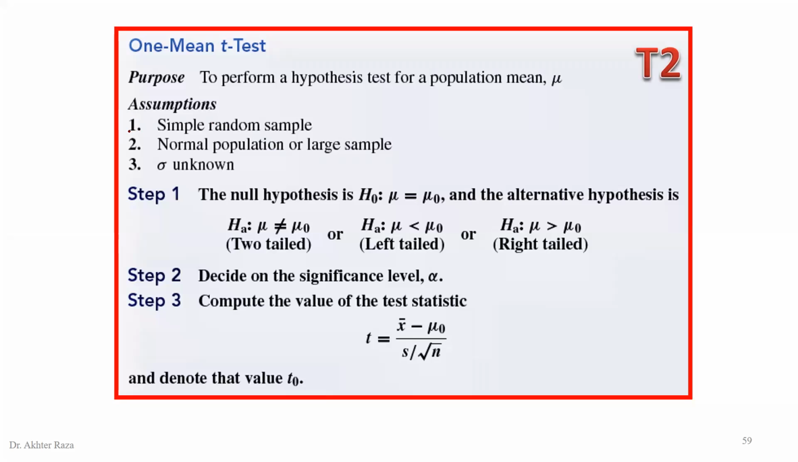We first have to check the assumption: the random sample. The sample must be random. If the sample is not random, we cannot apply the procedure. Normal population or large sample. If the population is normal, there is no need to check the sample size. If the population is not normal, we have to check the sample size, whether it is large or not large. So if we have a small sample size, we have to check the normality first.